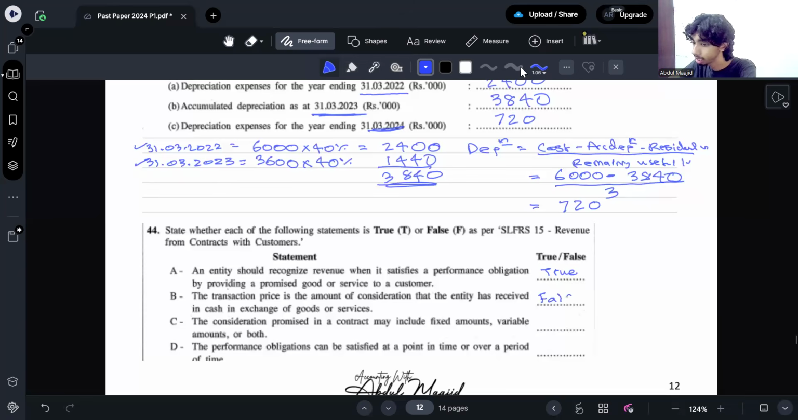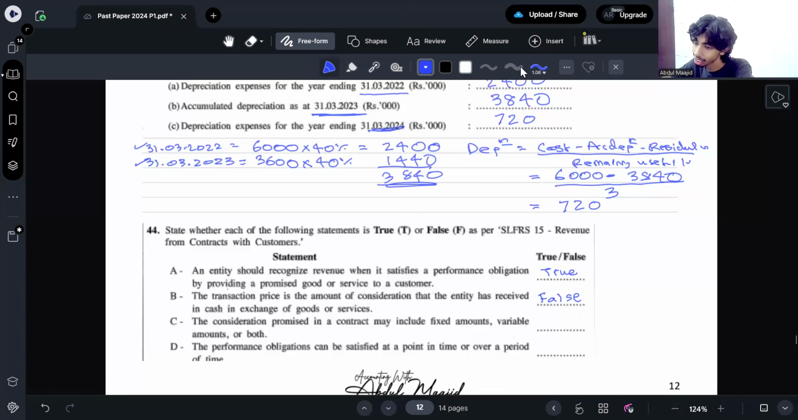What is transaction price? Transaction price is the amount of consideration that an entity is expecting to receive in exchange of goods and service, not received. Sometimes you won't get the entire amount at once as cash, right? Sometimes you might receive it later. So the amount you're expecting to receive only, you consider as transaction price.